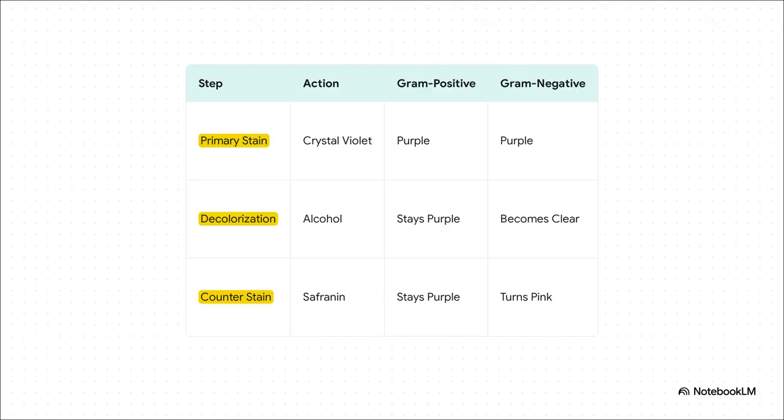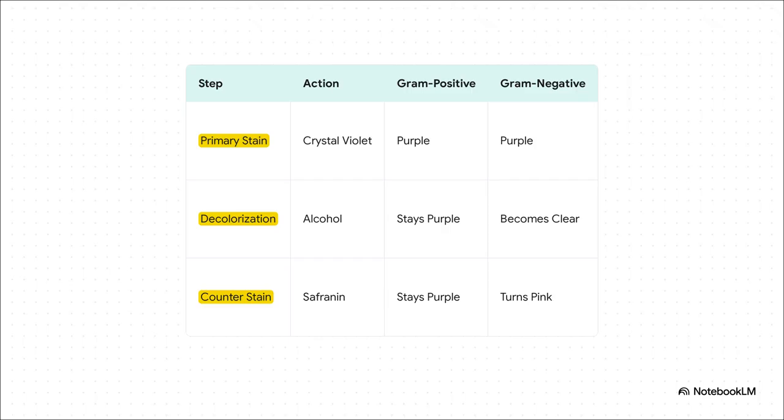Here's how it works. First, every cell gets stained purple with something called crystal violet. Then you wash it with alcohol. Now this is the key step. Gram-positive bacteria have these really thick cell walls that trap the purple dye, so they stay purple. But gram-negative bacteria have much thinner walls, and the alcohol just washes the purple right out.